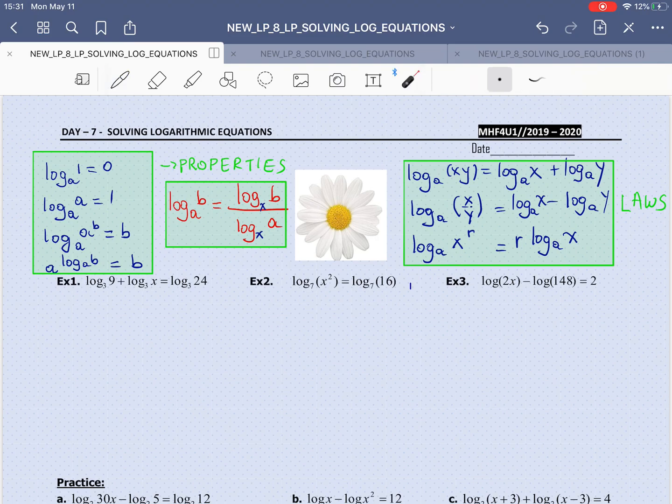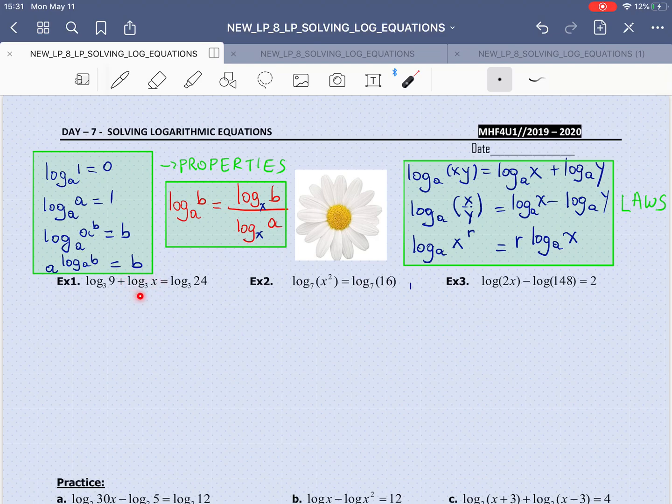So example number 1. What we see in this example is that we have log with base 3 of 9, plus log with base 3 of x, equals log with base 3 of 24. So 2 things we need to keep in mind when we solve log equations. We want the bases in each and every log term to be the same. Why? Otherwise, we won't be able to combine them if they don't have the same base, just like with exponential numbers. Number 2 thing is locate where the unknown variable is. In this case, it is right here in this term.